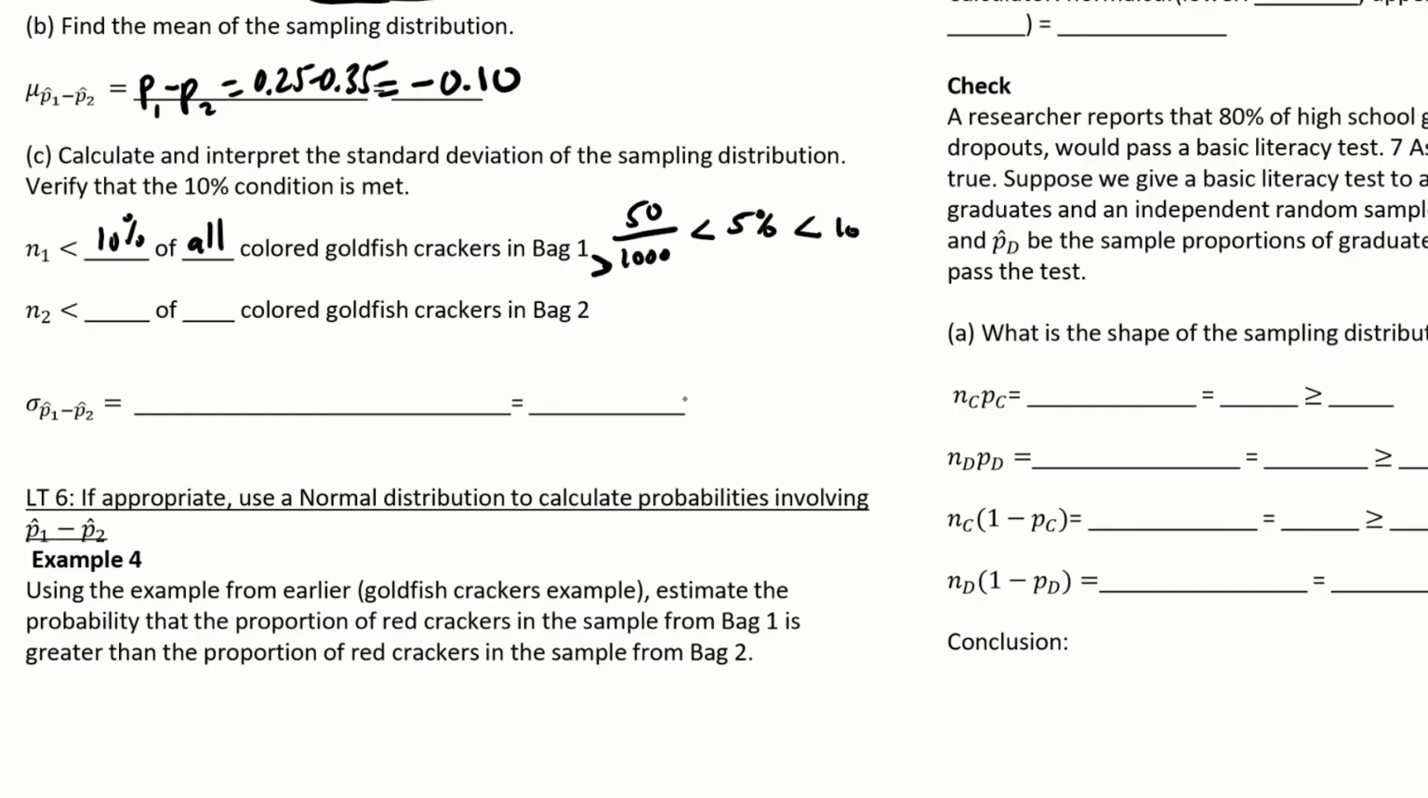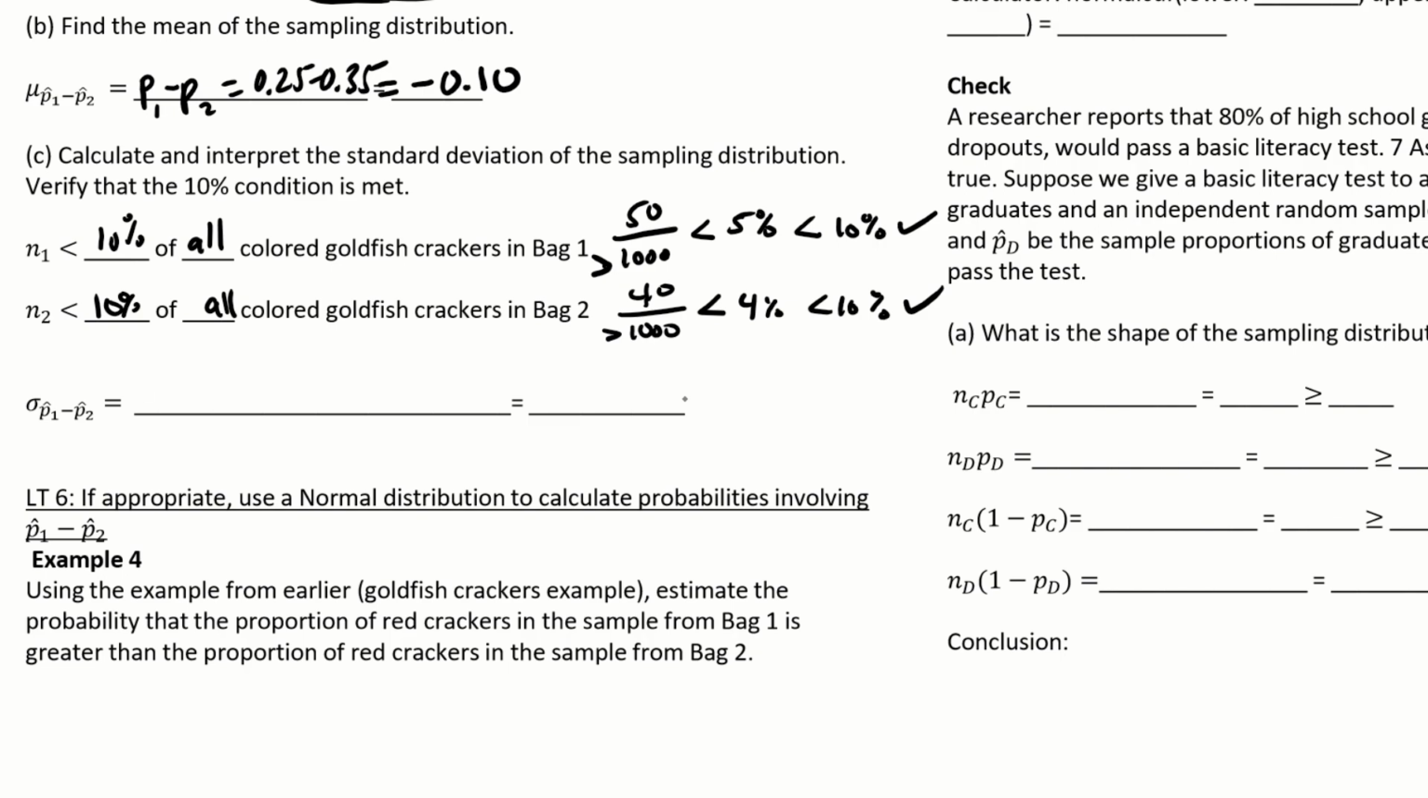Now for this one, it was 40 crackers. So 40 over 1,000, which was technically greater than 1,000. So this is going to be less than 4%, which is less than 10%. Okay. All right, so this is definitely going to work as well. All right, so we're good to go. We can do the standard deviation formula.